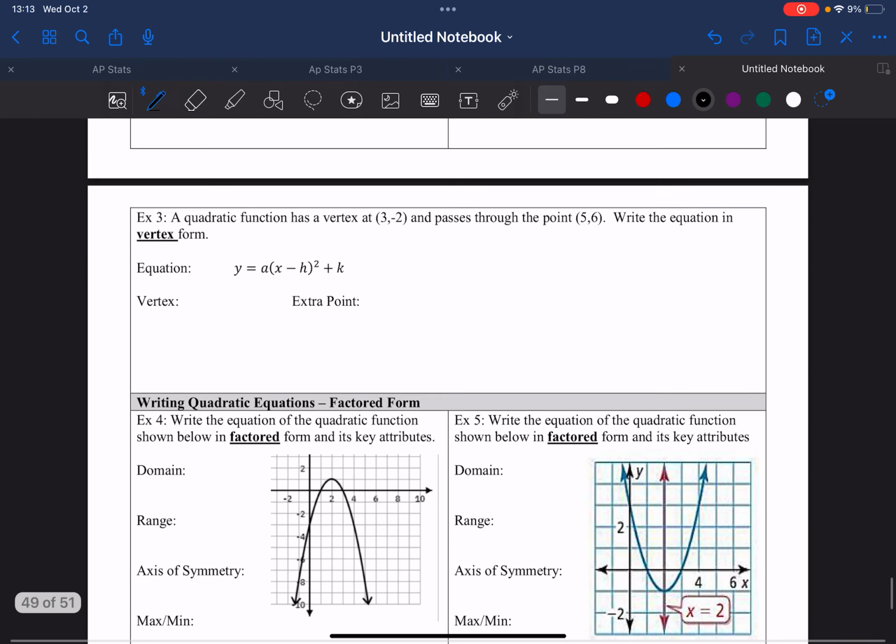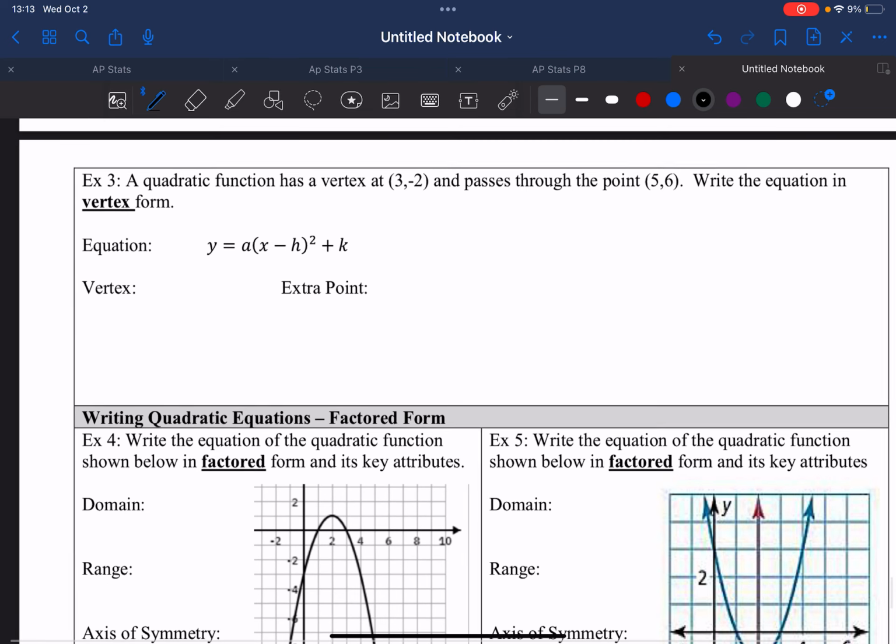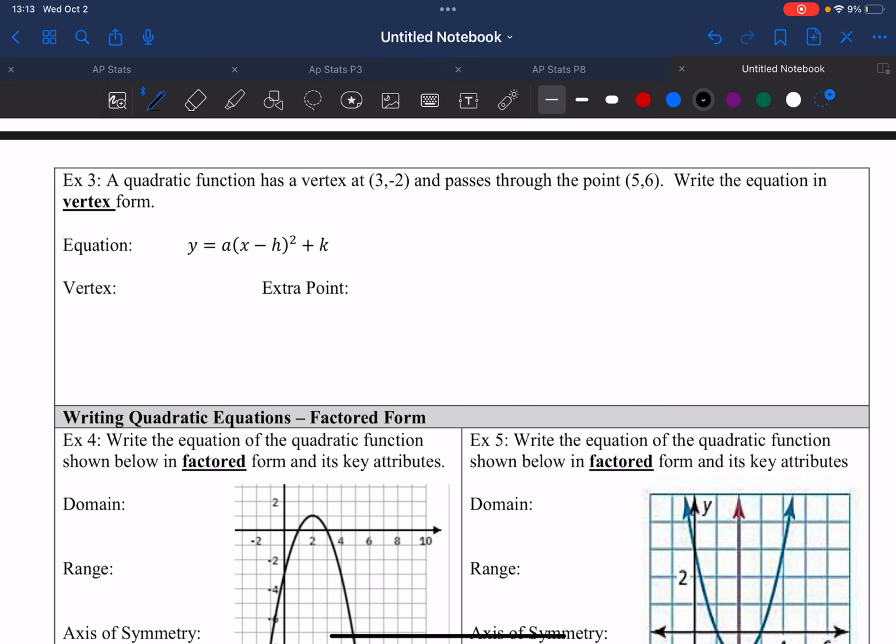Okay, now let's look at example 3. Example 3, instead of giving us a graph and having us find the information, now we are able to just look at the information provided and then write our equation. So it gives us our vertex at 3, -2, and it gives us our extra point at 5, 6. So we know this is HK and this is XY.